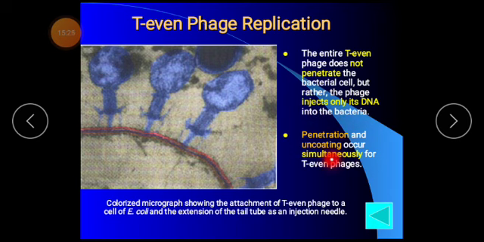Then penetration and uncoating occur simultaneously for the T-even phage. As we see in the stages of viral replication, penetration and uncoating also occur simultaneously in the T phage. Then the colorized micrograph shows the attachment of T-even phage to the cell of E. coli, or Escherichia coli, and the extension of the tail tube as an injection needle. This is the structure of the T-even phage under microscopic magnification.